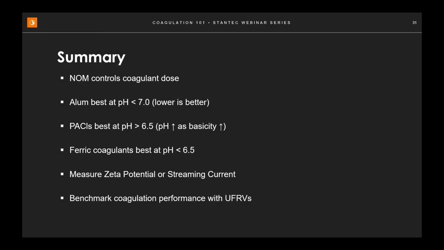We really think that measuring zeta potential or streaming current is the best way to control your coagulant dose. Figuring out a correlation for your plant, when my zeta potential is more neutral than -7 or -5, or whatever it is for your plant, knowing that allows you to keep your coagulant dose adjusted to a quantitative number under changing water quality conditions. And streaming current can be used the same way. And then benchmark that performance with unit filter run volumes rather than anything else, because it's the best metric to show the overall performance of the plant.